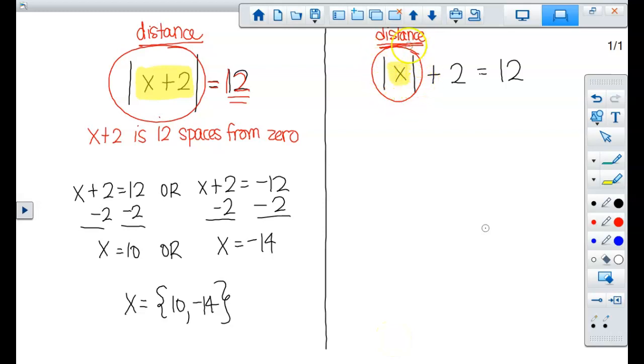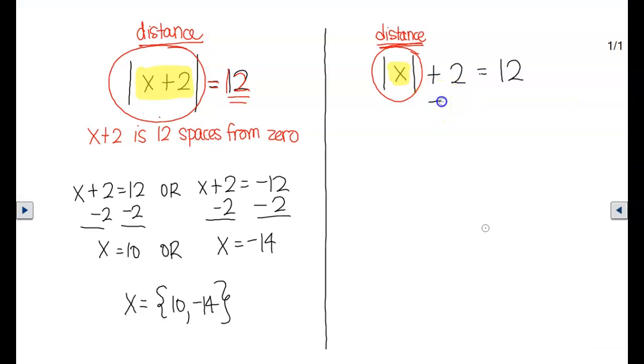Well, to get the absolute value of x alone, I need to cancel out this plus 2. To cancel out a plus 2, we know we would subtract 2. So I'm going to do minus 2. If I do it to one side of my equation, I have to do it to the other. So this 2 minus 2 would zero out. So that gives me the absolute value of x is equal to 12 minus 2, which is 10.